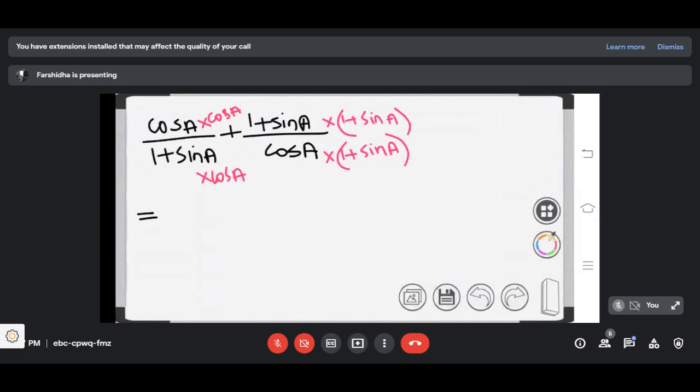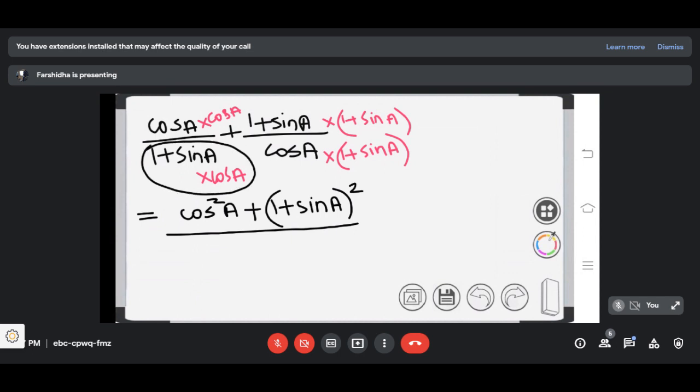See, cos A into cos A, cos square A, plus 1 plus sin A into 1 plus sin A, 1 plus sin A whole square, divided by 1 plus sin A into cos A.